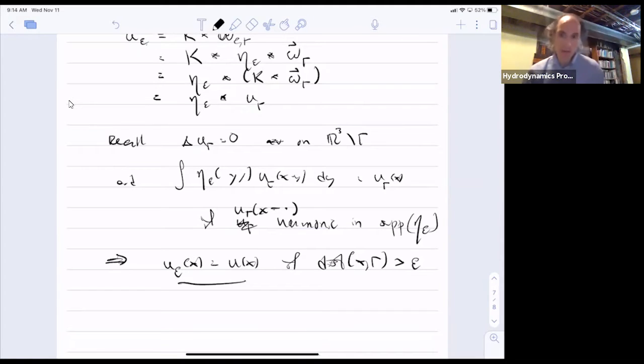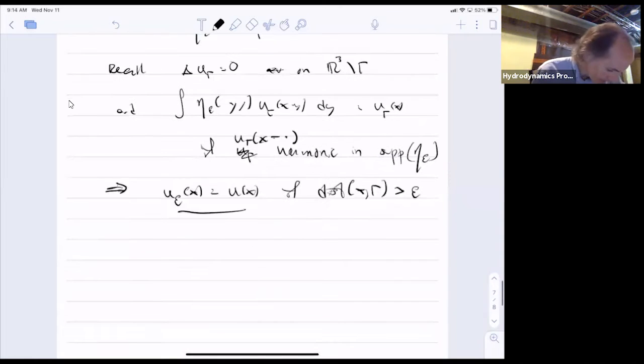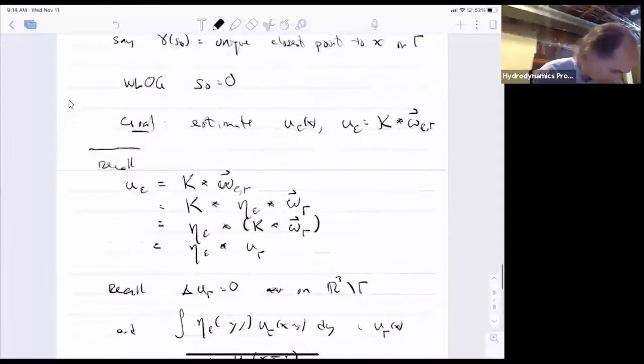Okay, and so the point is that if I'm regularizing on an epsilon scale, then the distance is greater than epsilon, and the regularized velocity field is exactly the same as the unregularized velocity field. And this means I have an explicit formula for it. I can just use that formula. And so the thing we're trying to compute, we have a formula for it.